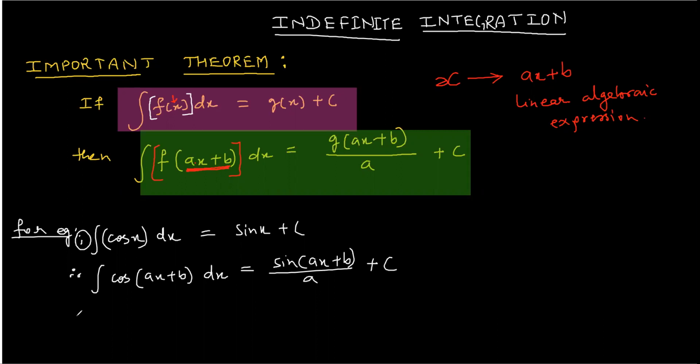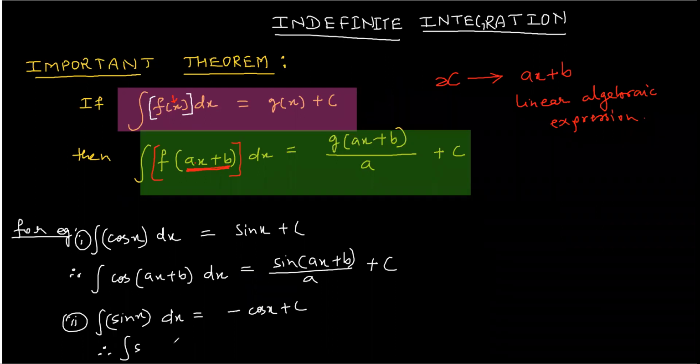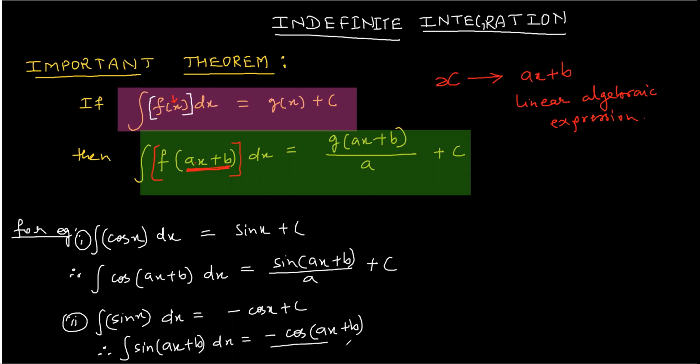Let me write the second example. Integration of sine of x dx is equal to minus cos x plus c. Therefore, integration of sine of ax plus b dx is equal to minus cos of ax plus b the whole upon a plus c.